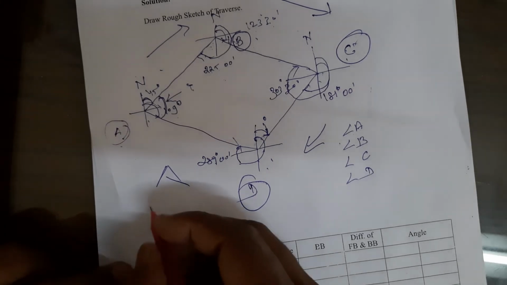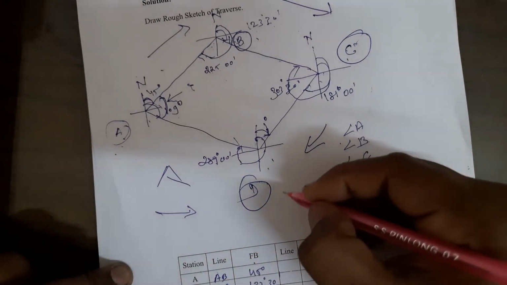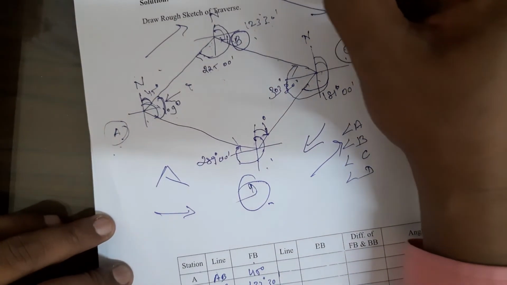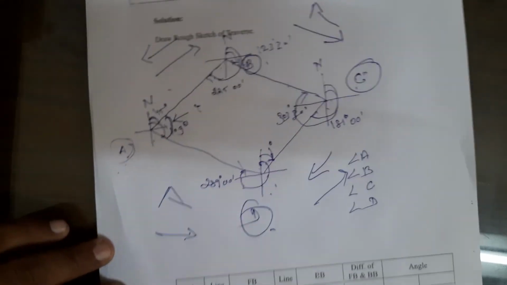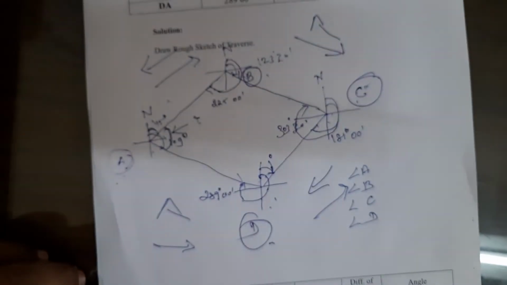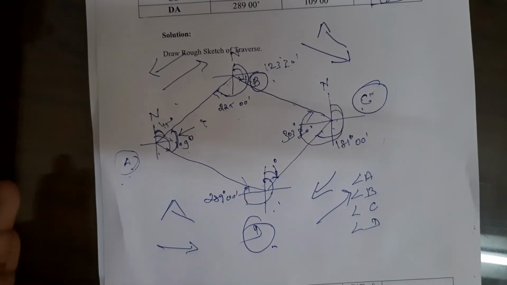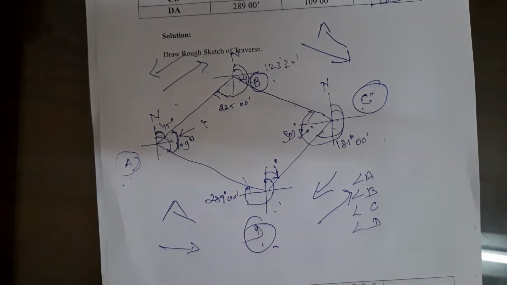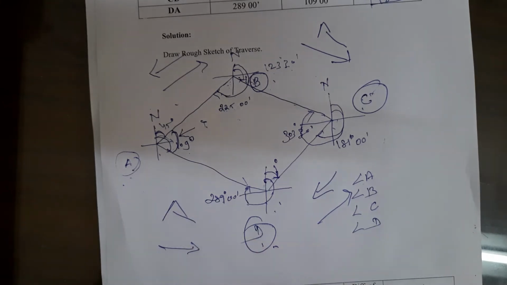Back bearing is the reverse process: from station A to station D, from station D to station C, from station C to station B and station B to station A. That is your backward direction, which means the bearing measured in a backward direction is also called back bearing. So from station A to D, what will be the back bearing of station A? It is A to D, means 280.